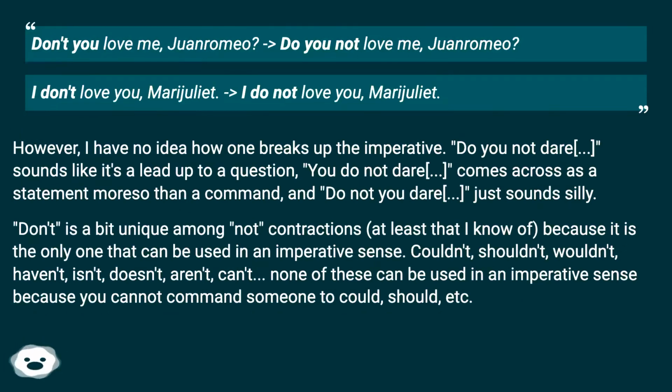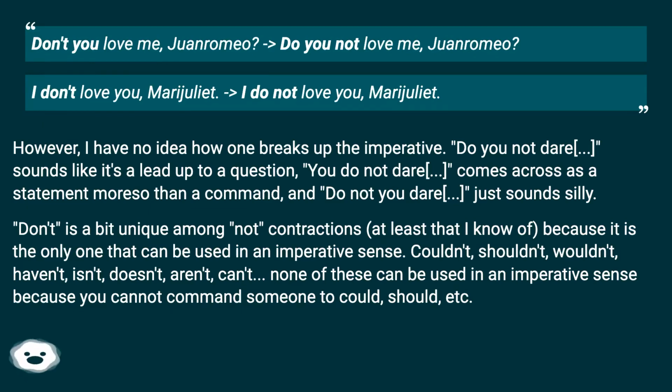However, I have no idea how one breaks up the imperative. Do you not dare sounds like it's a lead up to a question. You do not dare comes across as a statement more so than a command, and do not you dare just sounds silly. Don't is a bit unique among not contractions, at least that I know of, because it is the only one that can be used in an imperative sense.